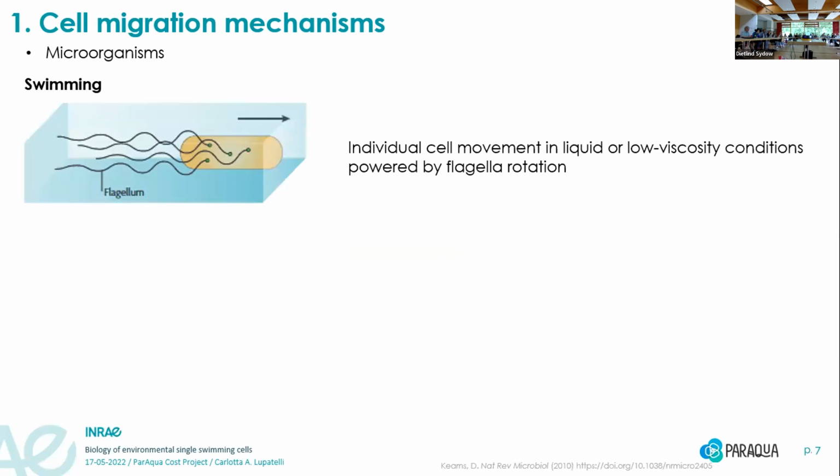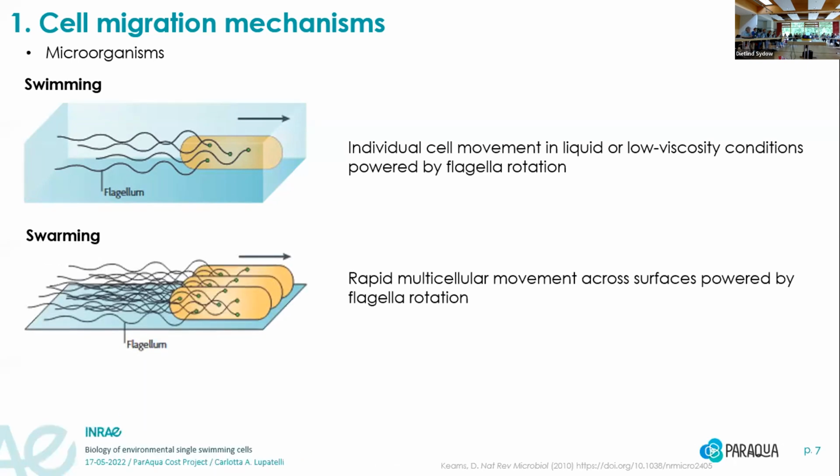Again, in microorganisms, we have many different ways of motion. One of them is for sure swimming, but the swimming of bacteria is quite different from the swimming of a whale. In this case, swimming is defined as individual cell movement in liquid or low viscosity conditions powered by flagellar rotation. So we are in liquid and in low viscosity conditions, and we have a flagellum, which is the motor mechanism of the movement.